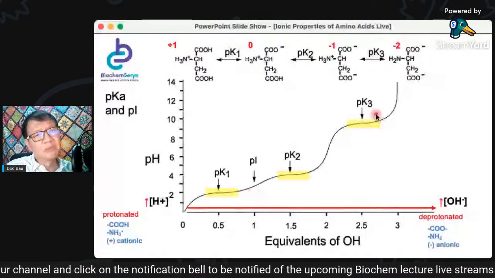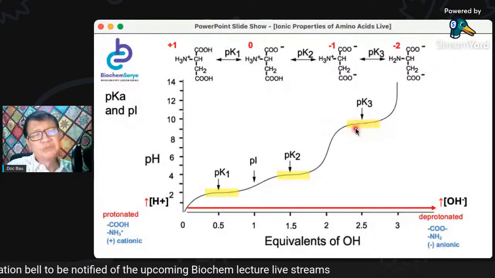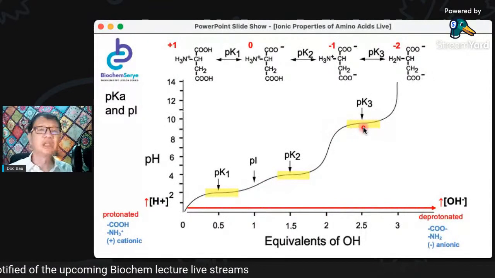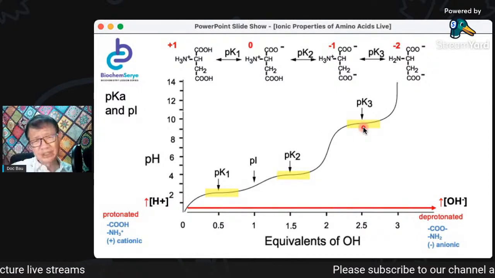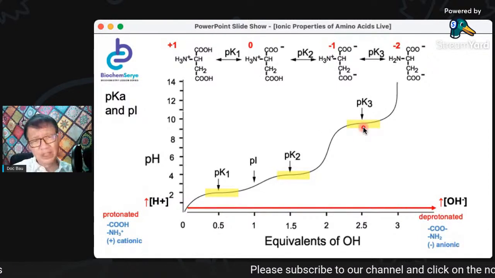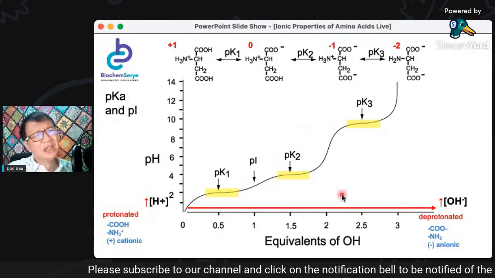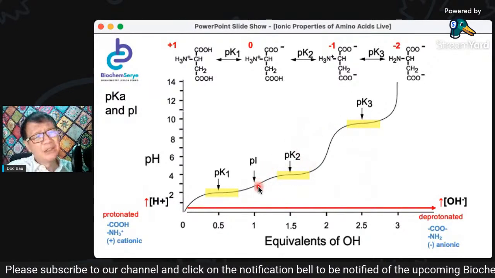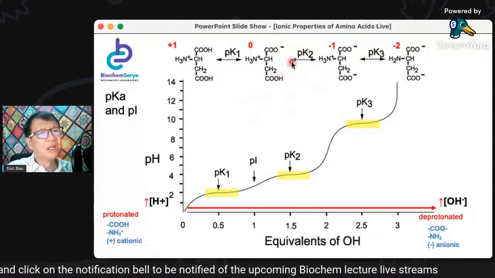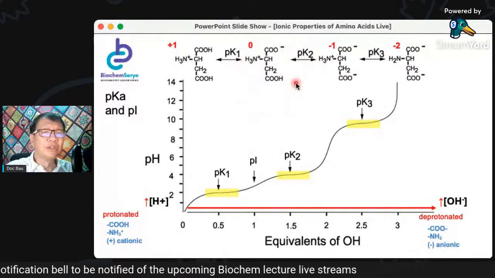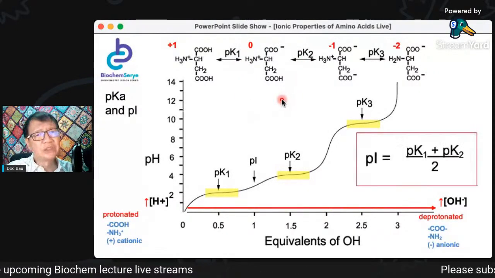You have your greatest buffering capacity because you can plateau. They are useful as buffers. What are buffers? They can cushion changes in the pH if you add an acid or a base, because of the relationship between the acid and the conjugate base, and vice versa. On the other hand, what is the pH wherein you have your zwitterion? The pH wherein your zwitterionic form exists is your isoelectric pH.